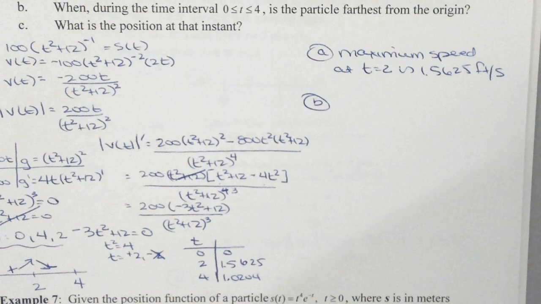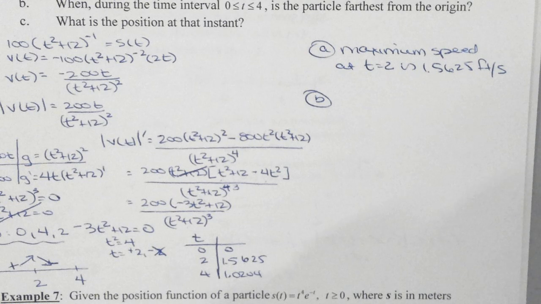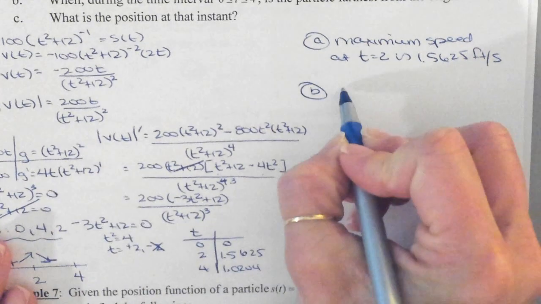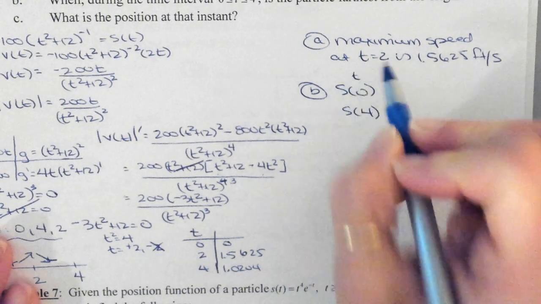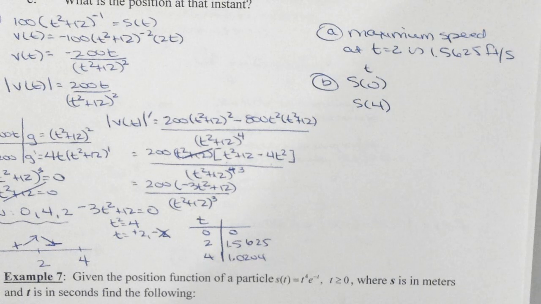So in part B, it says when, during the time interval from 0 to 4, so I have all kinds of numbers for that, is the particle the farthest from the origin. So if I'm asking you where the particle is, what am I asking you about? Am I asking you about acceleration, velocity, speed? Position. Okay, so I have 2 time intervals, the position at 0 and the position at 4. These are my time values, right? So go back into y equals and put your position function in there.